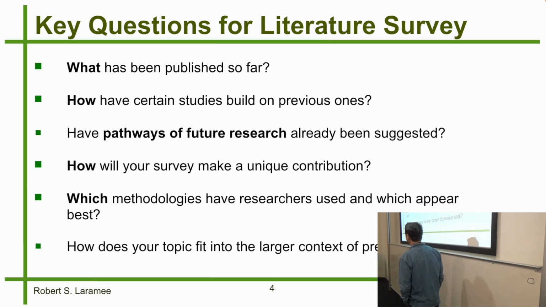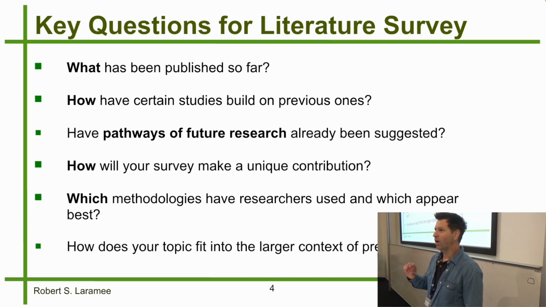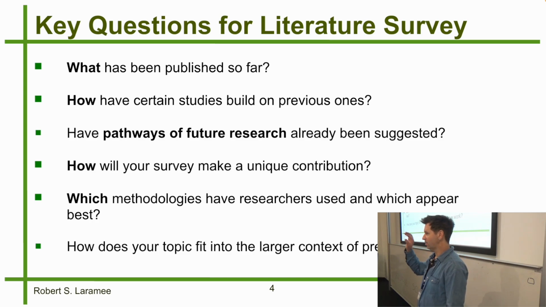So some of the things we want to think about in our survey is what has been published already. How are the publications related to each other? In other words, how do they fit together in the grand scheme of things? Hopefully this reminds you a little bit of coursework 1, by the way. Have pathways of future research already been suggested? Usually at the end of a research paper, there are some suggestions for future work in unsolved problems.